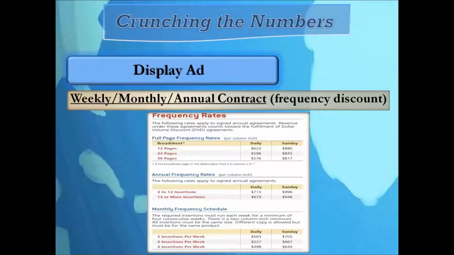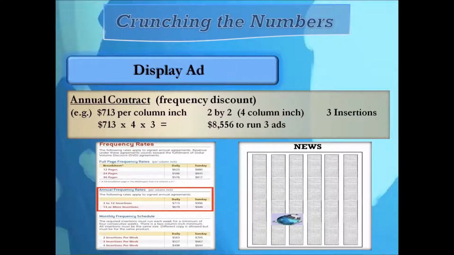Weekly, monthly, annual contract. Here, the annual frequency rate comes with 2 options. You can advertise 3 to 12 times per year at a rate of $713 per column inch, or 13 or more times per year at a rate of $670 per column inch. Let's say I'll go for the minimum and commit to 3 insertions per year, and I would like to run a 2x2 4 column inch ad every time. That'll be $713 times 4 column inch times 3 insertions. With this annual contract, we're looking to pay $8,556 to run 3 ads.